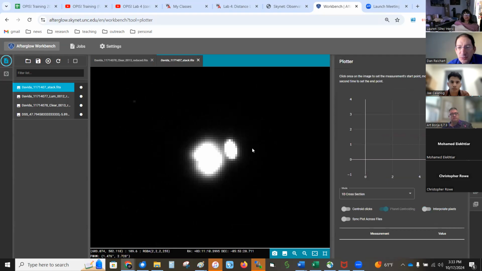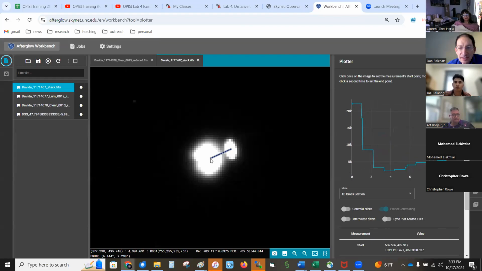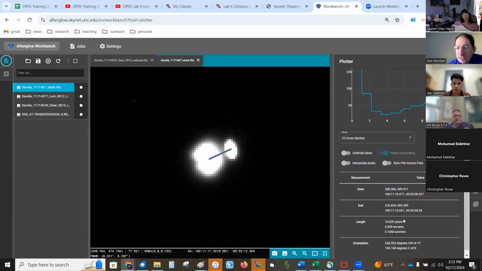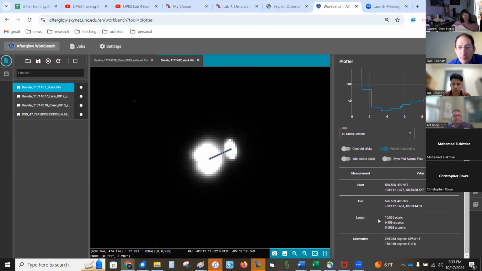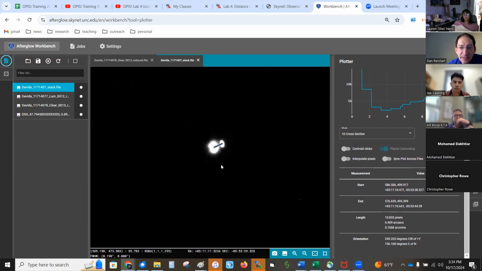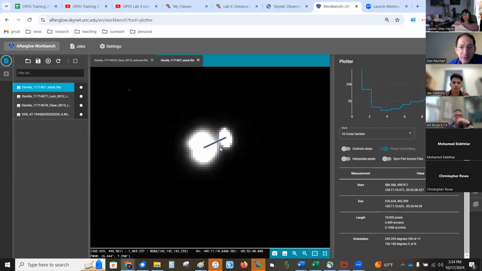You go to the plotting tool. And although there are centroid clicks, sometimes it's kind of messy. Sometimes they overlap. And so I just forget the centroid clicks and do it manually. And I got a 6.4 arc second separation here. Observed simultaneously, that's due to being on different parts of the planet.